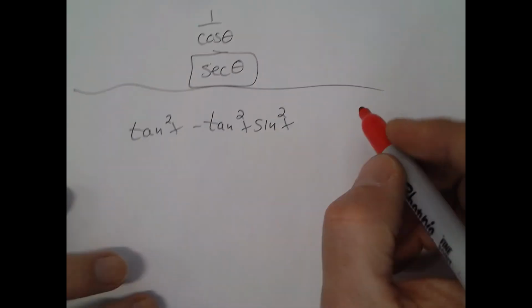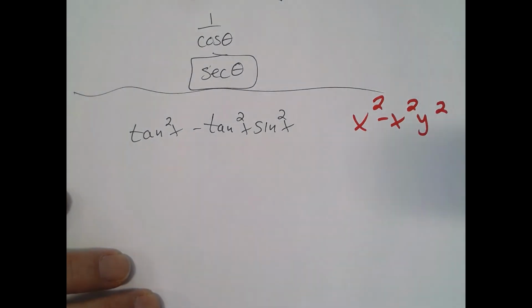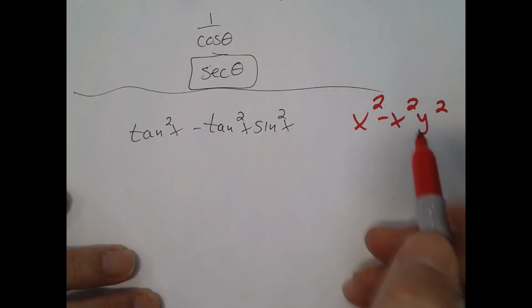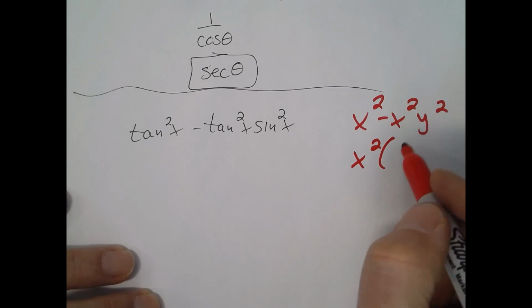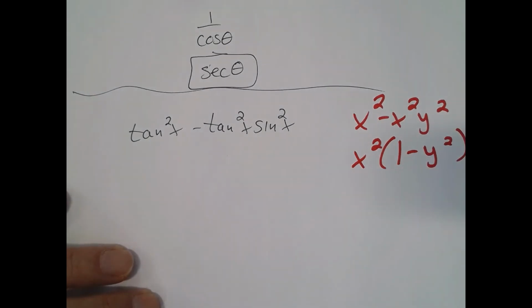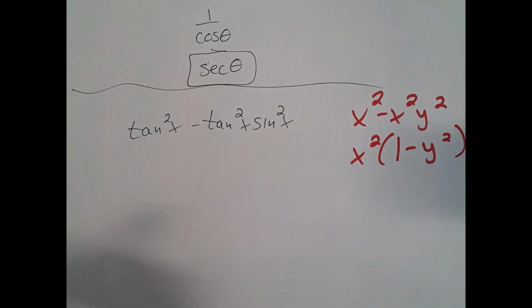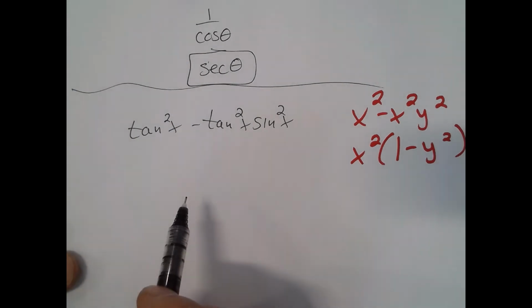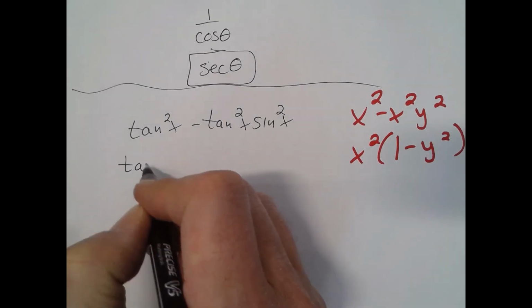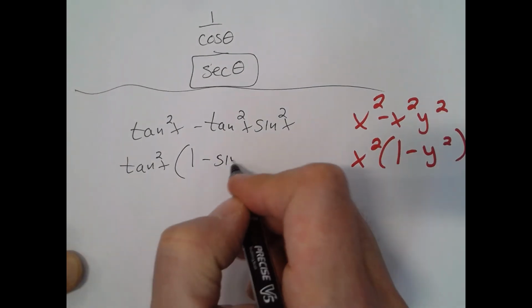What if you have x squared minus x squared y squared? What can I factor out of each term? X squared, right? I can take an x squared out of each. And if I take an x squared out, I'm left with 1 minus y squared. That's factoring using greatest common factor. What can I factor out of each of these? A tangent squared x. And I'd be left with 1 minus sine squared x.